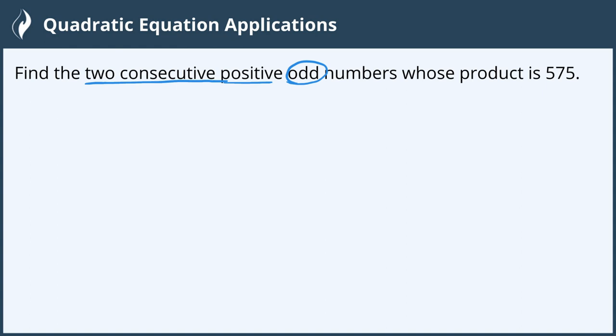They are still consecutive, but they are both odd. So not one right after the other because the next one would be even, but it's the next odd. And so that means that they are two apart, not just one number apart.